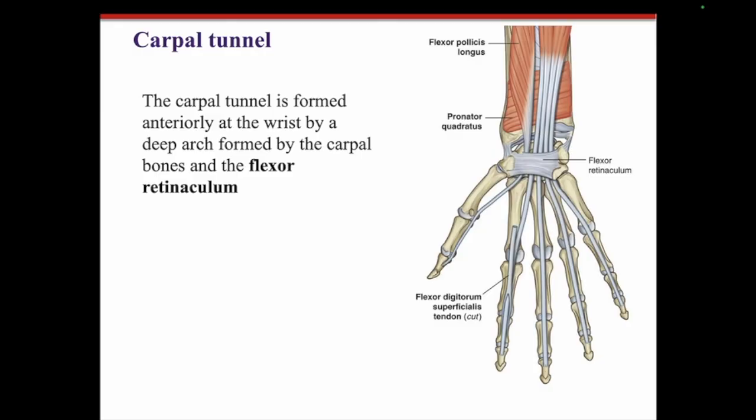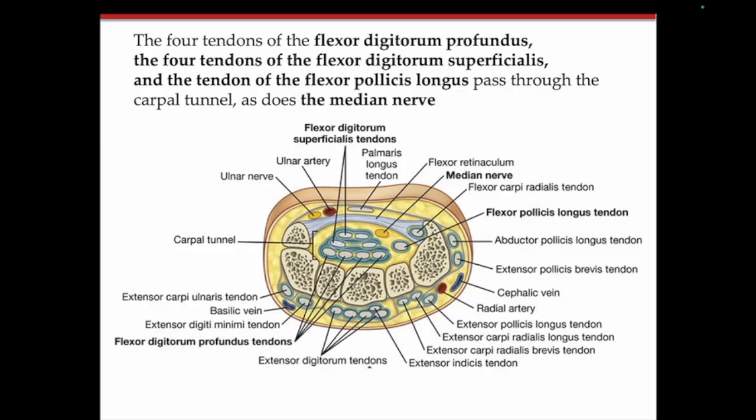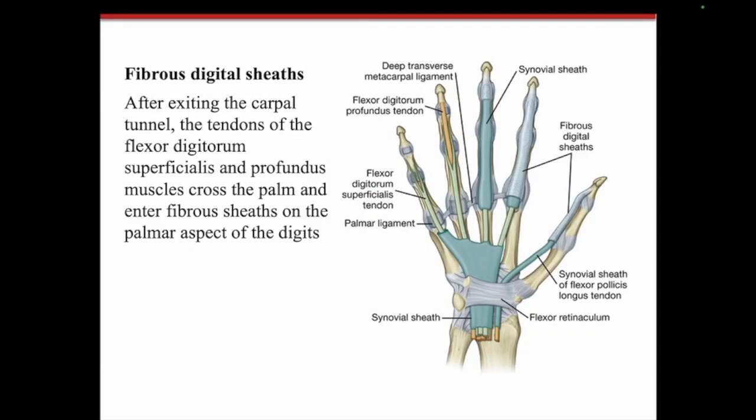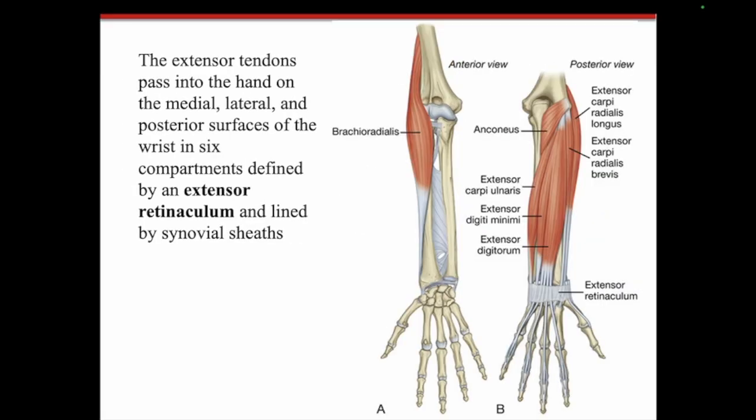It's like a tape that keeps all the tendons there: the flexor digitorum profundus, the flexor digitorum superficialis, the four tendons, and the flexor pollicis longus. Also the median nerve, which you will learn about later on. Everything needs to be attached to the fingers, and they are attached by fibrous digital sheaths. And on the back side, on the dorsum, you have the extensor retinaculum.